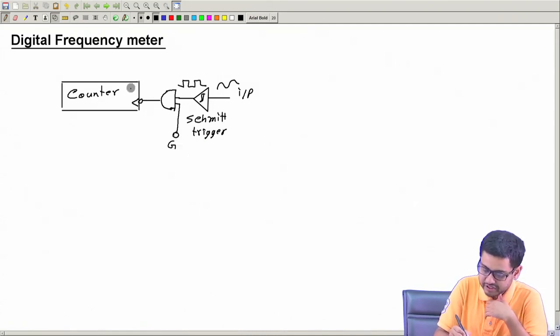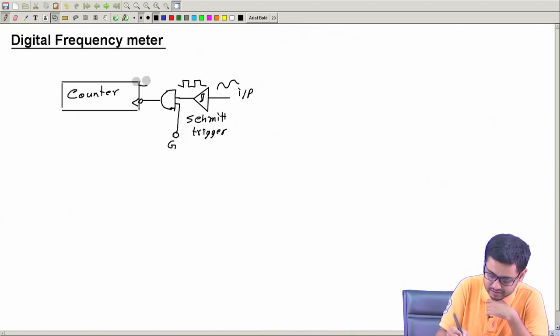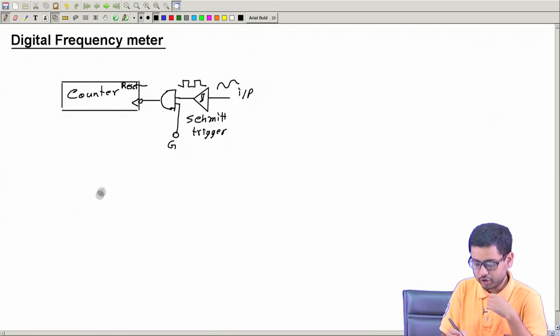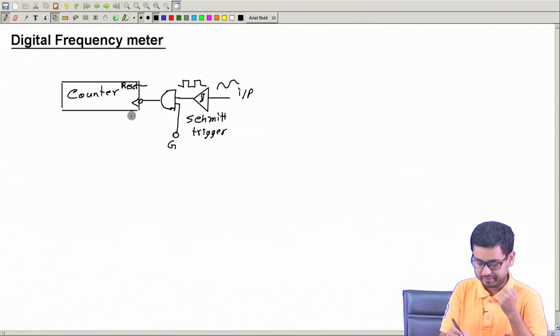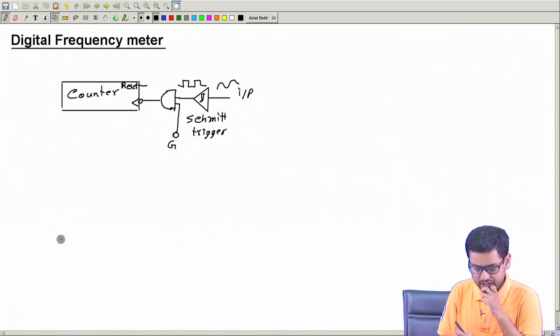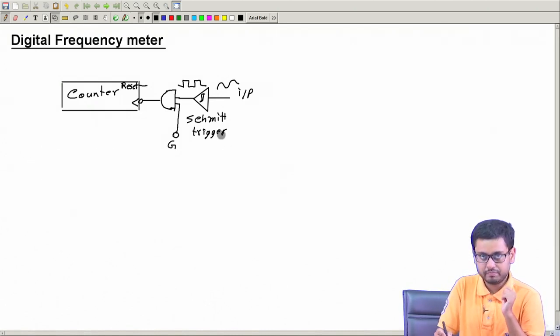Then we may need a reset input to reset the counter value to all 0 before we start counting. So, this is the basic scheme.